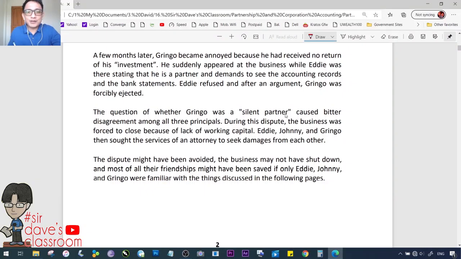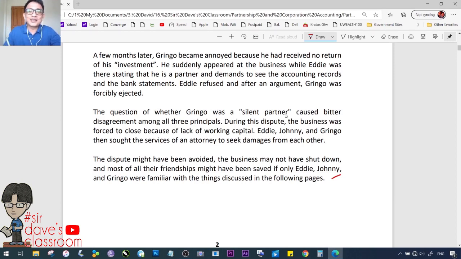caused bitter disagreement among all three principals. During this dispute, the business was forced to close because of lack of working capital. Eddie, Johnny, and Gringo then sought the services each of an attorney to seek damages from each other. The dispute might have been avoided, the business may not have shut down, and most of all, their friendships might have been saved if only Eddie, Johnny, and Gringo were familiar with the things discussed in the following pages.